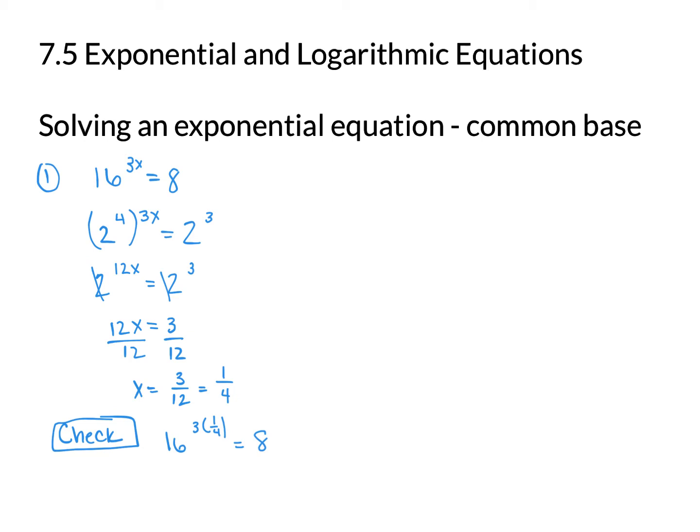Okay, now I want you to try this next one. So we'll do example number 2. 27 to the power of 3x equals 81. So write this one down, try it on your own.